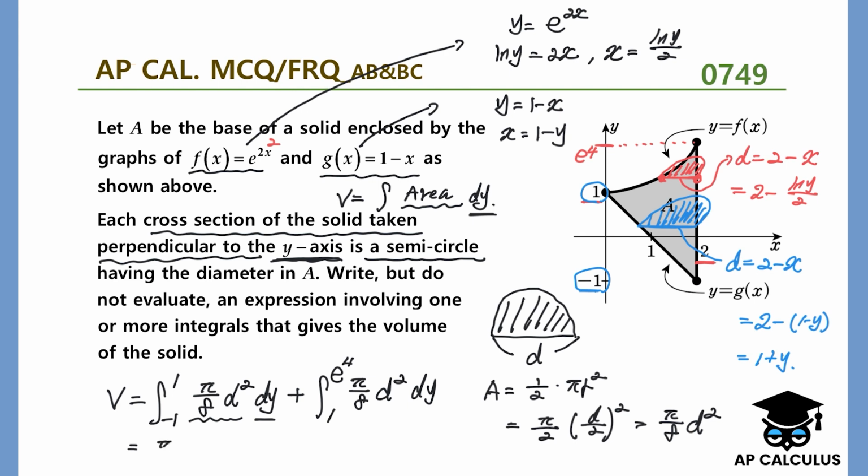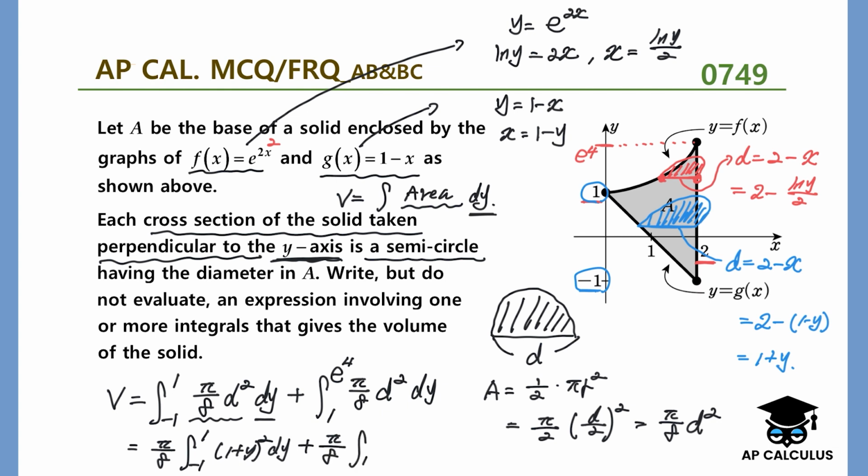So that is equal to pi over 8, integral from -1 to 1, d squared. The first d is right over here, 1 plus y. So that's going to be 1 plus y squared dy, plus another pi over 8 times integral 1 to e to the 4. Here, this d is right over here, 2 minus natural log y over 2, so 2 minus natural log y over 2 squared, dy. So this is our volume.